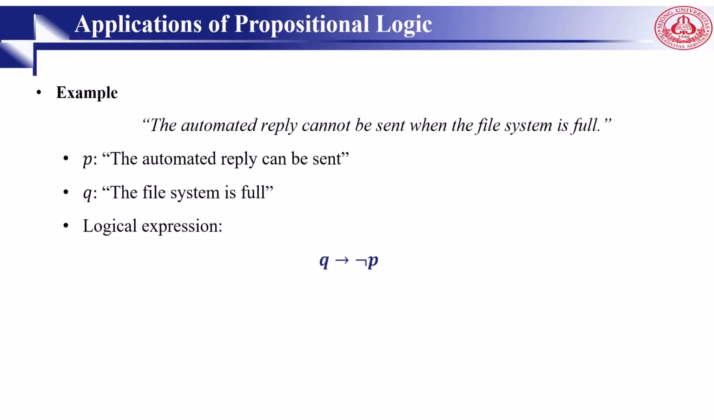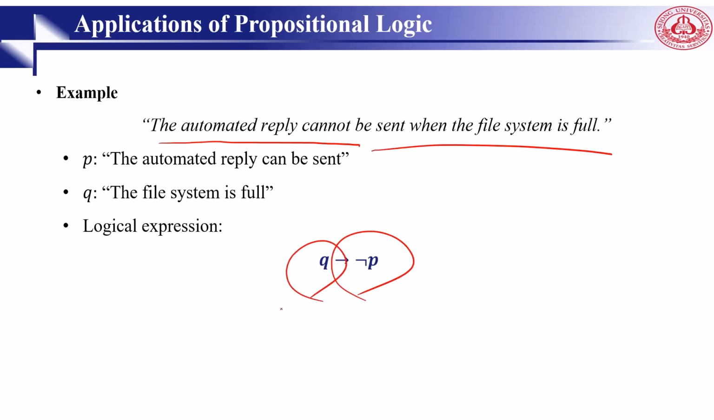This is another one for system specification. We say that the automated reply cannot be sent when the file system is full. So we consider cannot reply as negation of P, and system is full as Q, right? Q implies negation of P, means if the system is full, then we cannot send the reply. This is the logical expression for this statement.